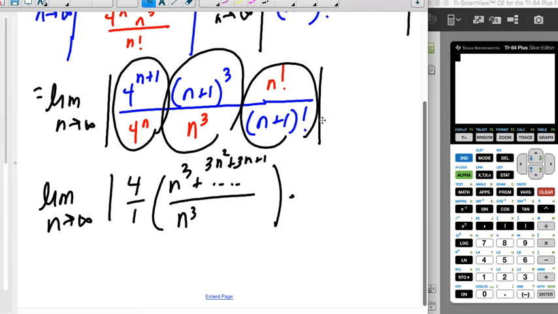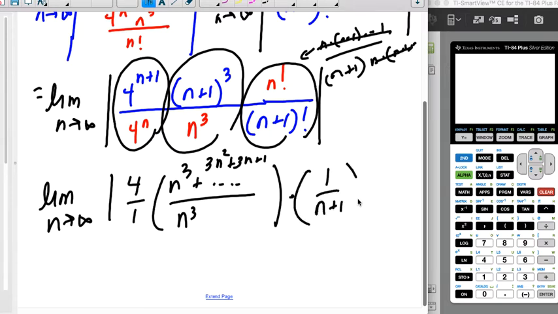And this one, when I clean it up, is n times n minus 1 all the way down to 1. This one is n plus 1 times n minus 1. So what's going to happen all the way down to 1 is these cancel, and I get that this thing is just 1 over n plus 1.